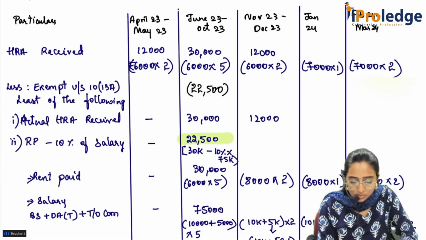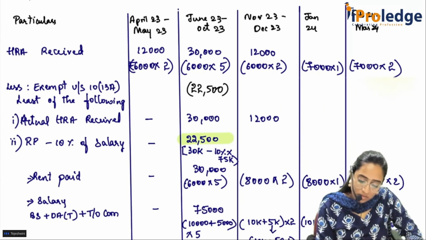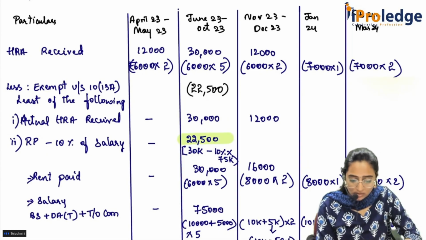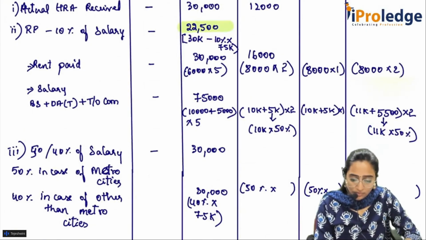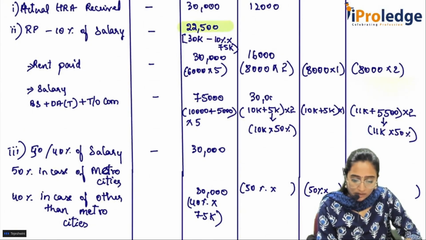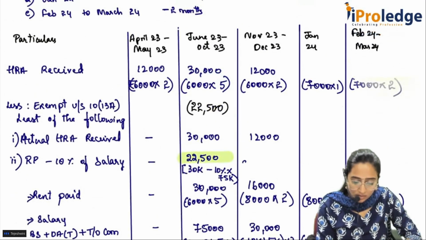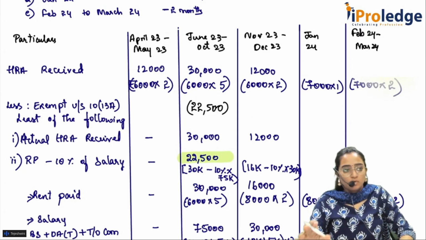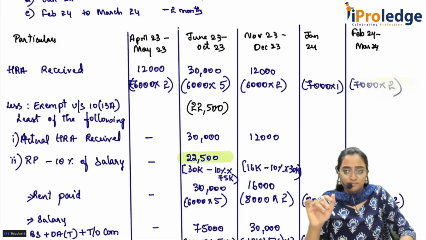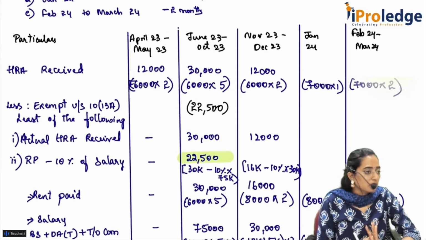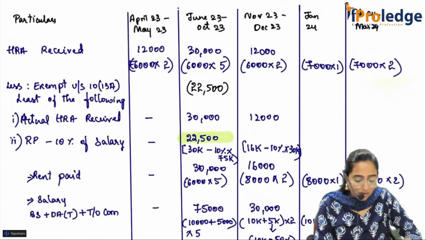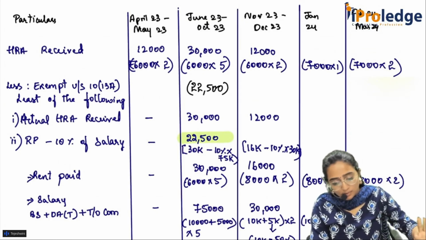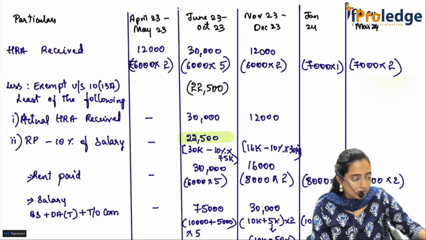So 8,000 into 2, 16,000 rent paid. Tell me 15 into 2, 30,000. Rent paid minus 10% of salary is 16,000 minus 10% of 30,000. Wherever I use the term K, please use zeros. You also don't write K in the exam, they will give zeros. I'm just using it for fast writing. Please tell me the calculation: 16,000 minus 10% of this. It's going to be 13,000.